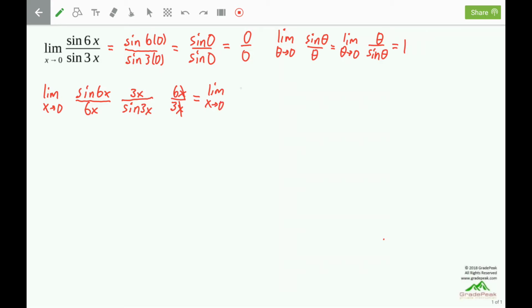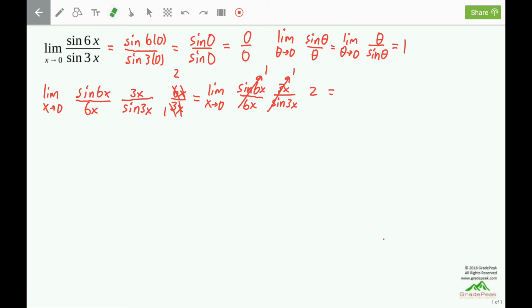as x goes to 0 of sine of 6x over 6x times 3x over sine of 3x times a 6 over a 3, which can be reduced. We'll reduce it by 3 to a 2 over 1, so just times a 2. We have the identity happening. We've matched the phase with the other position. This will be a 1. This will be a 1.